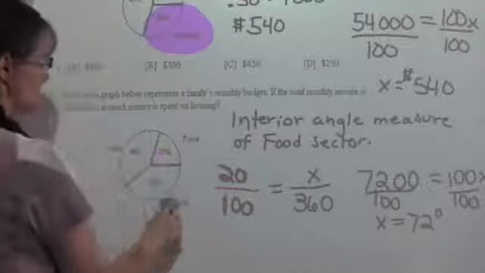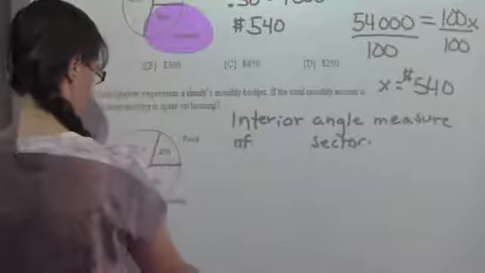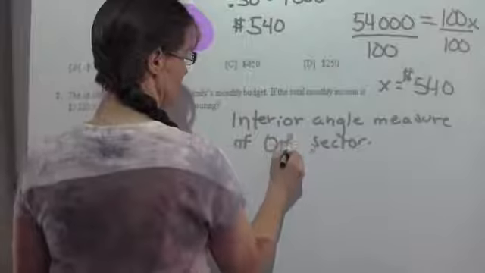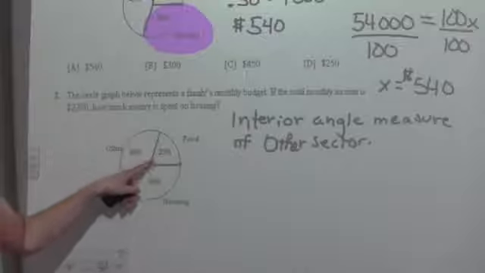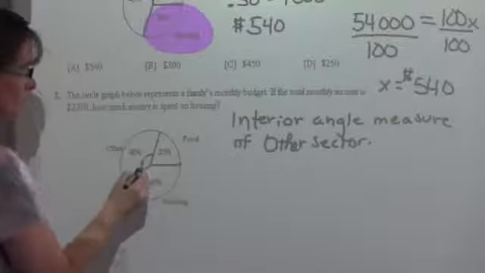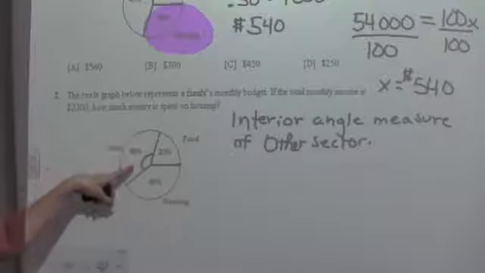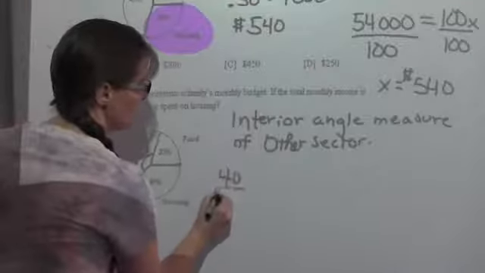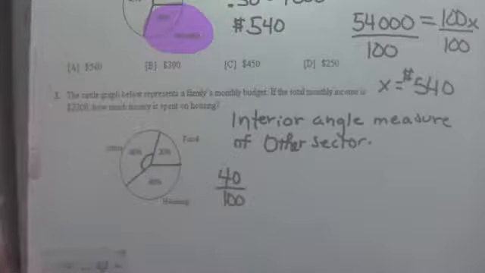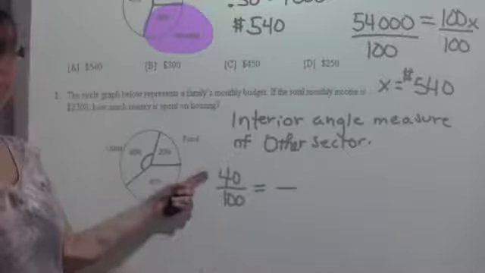Okay, let's try this again. Let's try it for, instead of the food sector, let's go with the other sector. So I want to know what the interior angle measurement is of this sector right here. I'm looking for this. Okay, this entire sector makes up 40% of the entire circle. So that's 40 over 100 because all percents can be written over 100. I already have my first fraction listed, my first ratio. And that's going to be equal to, remember we do part to whole.